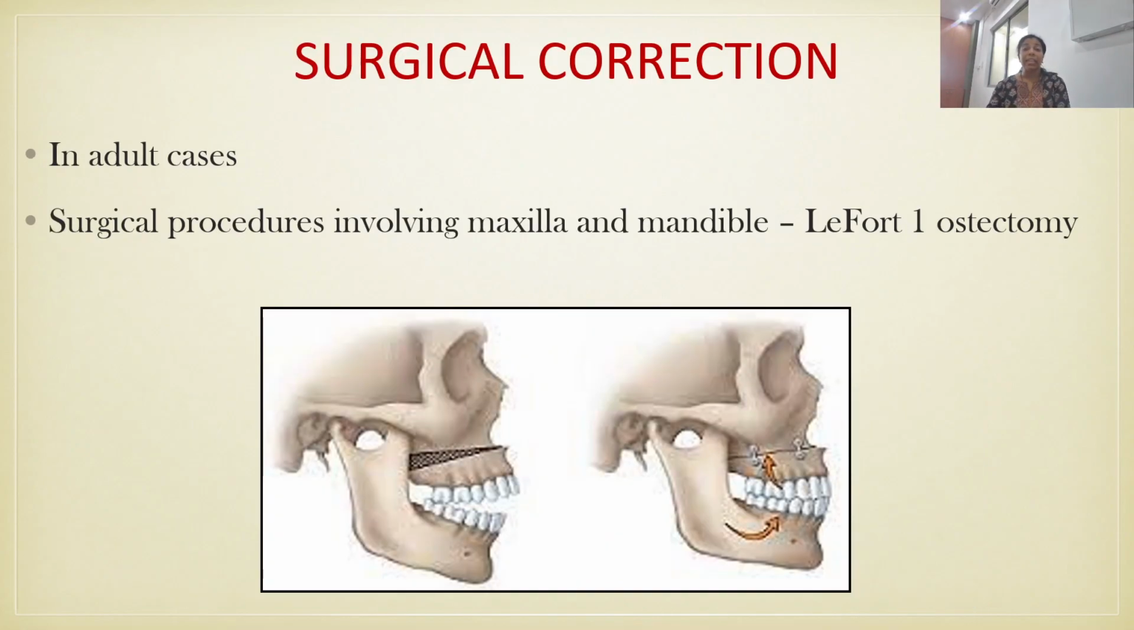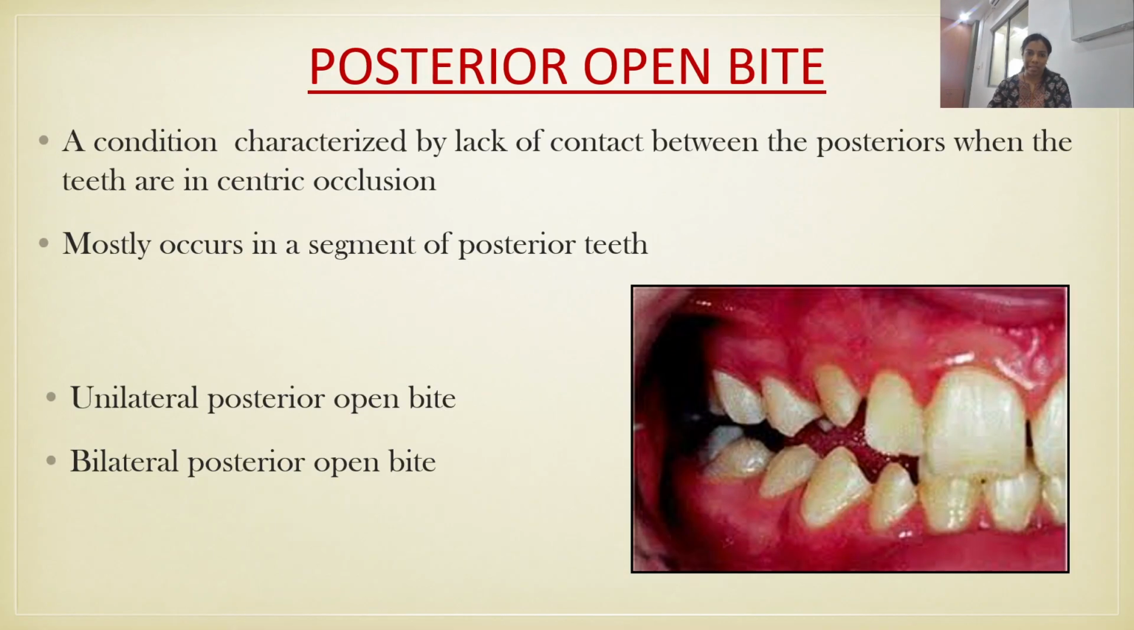And in severe cases where the previously discussed mechanics do not work, we have to consider surgical correction of open bite, which is usually done in adult cases having a very severe condition. So in adult cases, a surgical procedure involving the maxilla and mandible is done to correct the anterior open bite, usually a Le Fort 1 osteotomy in the maxilla.